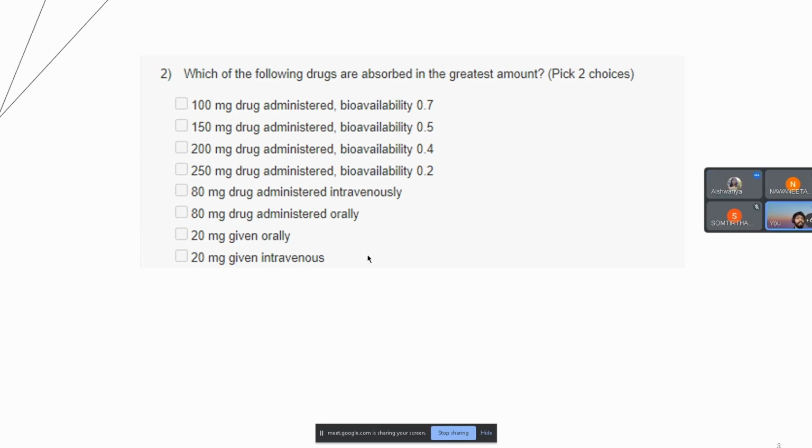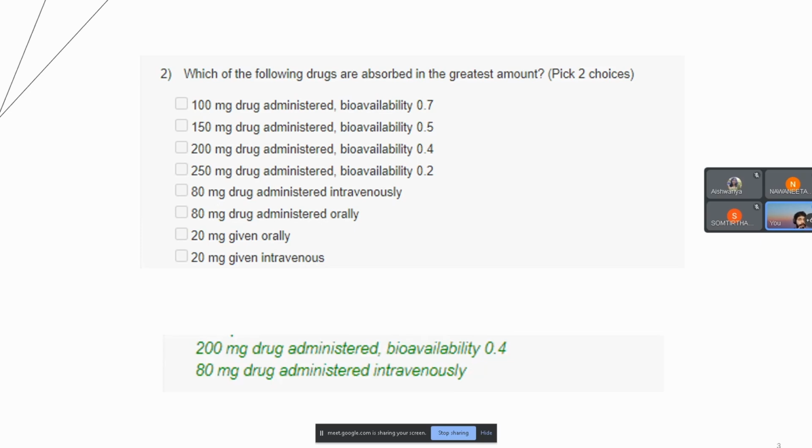Someone has said 20 mg of the drug that's administered intravenously. You're correct in thinking that if you administer 20 mg of the drug intravenously, all 20 mg will go to the blood plasma. But in this case, it's not the greatest amount, unfortunately. So 80 mg is the greatest amount. Is that clear? Yes, sir.